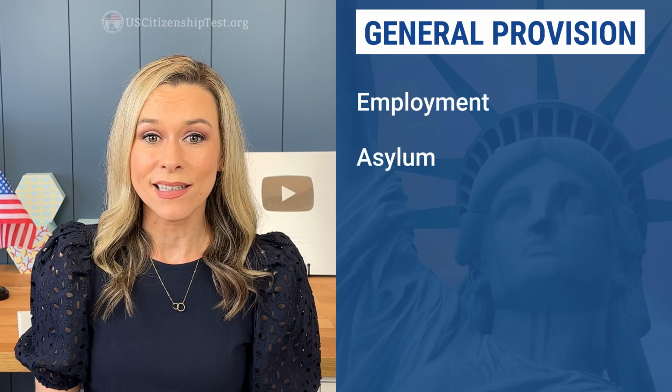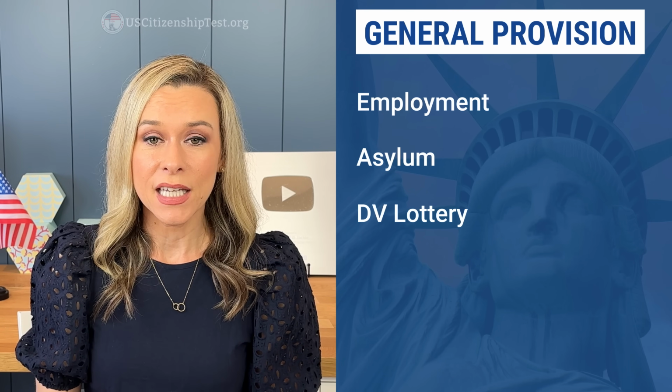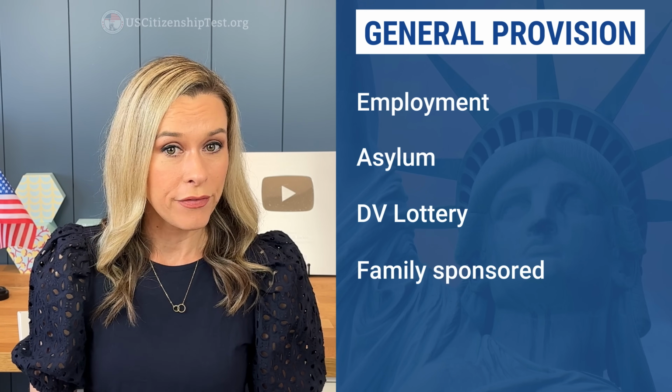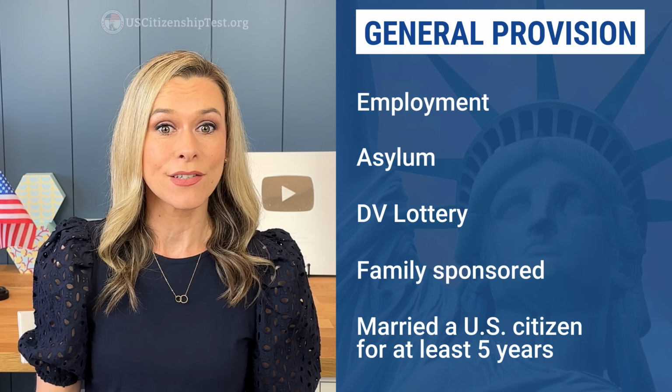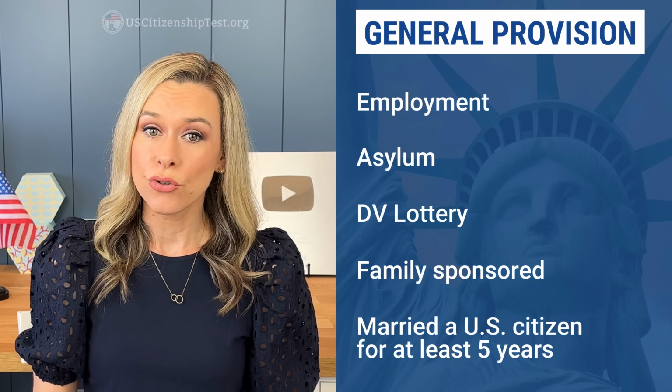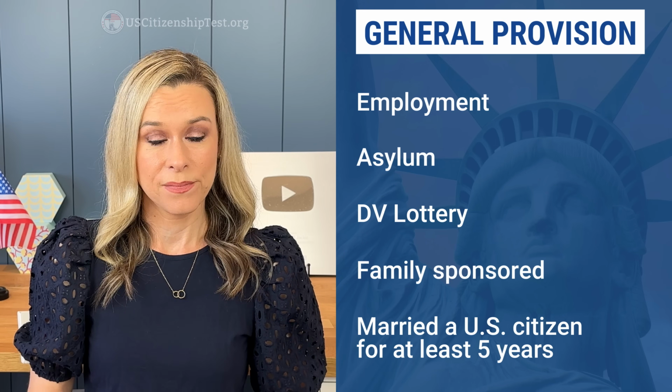General Provision just means you have been a lawful permanent resident for at least 5 years. So, for example, if you got your green card through work, asylum, DV lottery, you were sponsored by your family, or if you've been married to a U.S. citizen for at least 5 years, you should select General Provision.